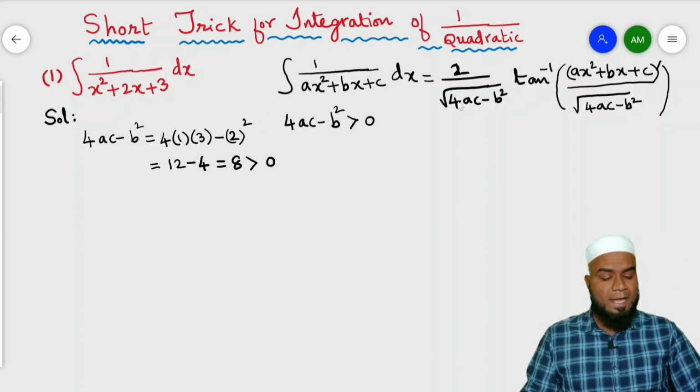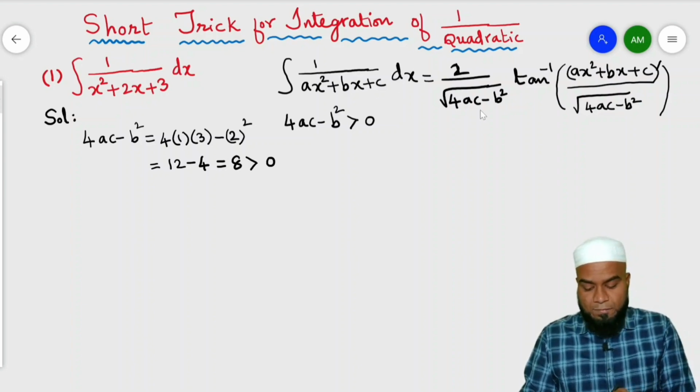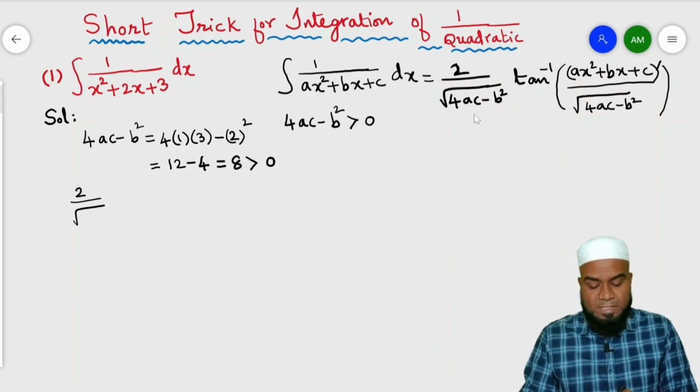Then directly we can write the value of this integral, according to this formula, as 2 by square root of 4ac minus b square. 4ac minus b square is 8, into tan inverse of the derivative of the quadratic.